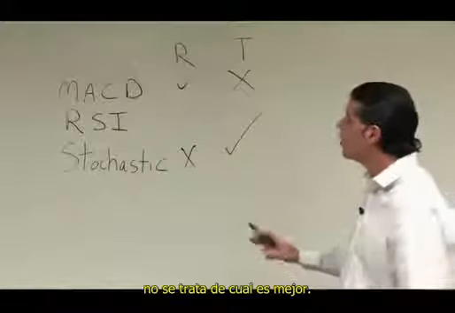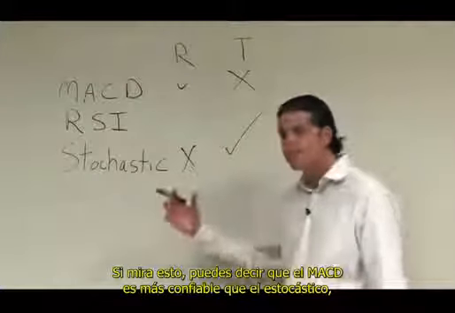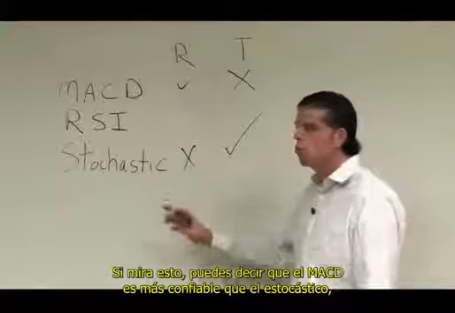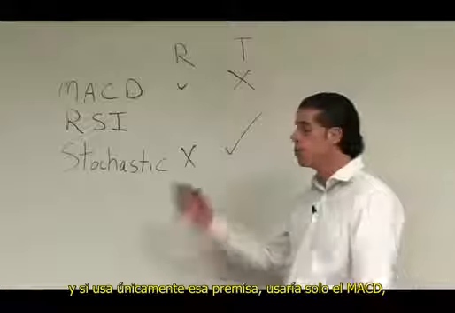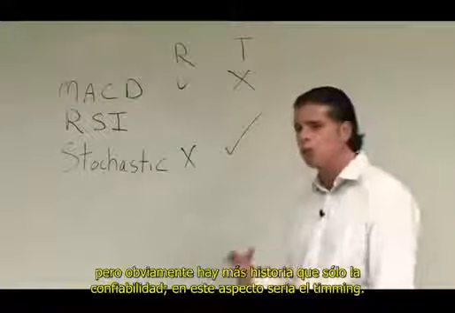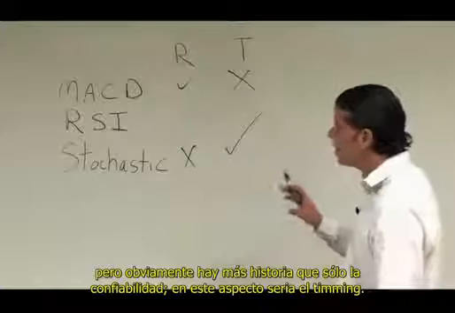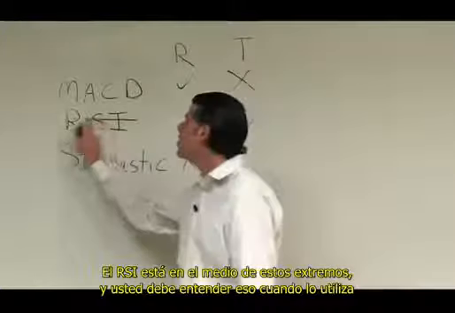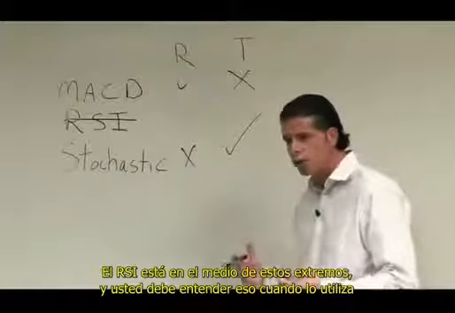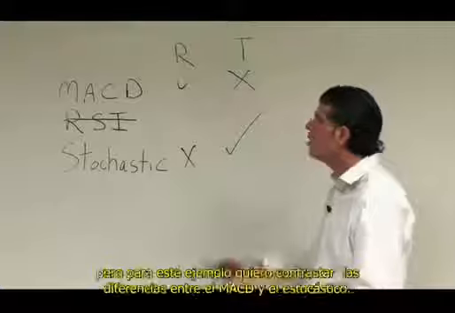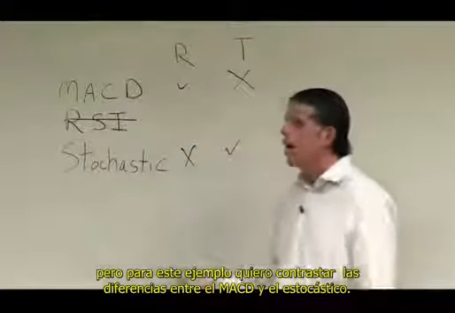So it's not a matter of one being better than the other. If you're just looking at this in terms of reliability, you can make the statement that MACD is more reliable than stochastic, and on that statement alone, obviously we should use MACD. But there's obviously a little bit more to the story than just reliability, and in this case, that means timeliness. Now, RSI is sort of in the middle of these two extremes, and you should understand that when you are using RSI. But for this example, I just wanted to contrast the differences between MACD and stochastic.